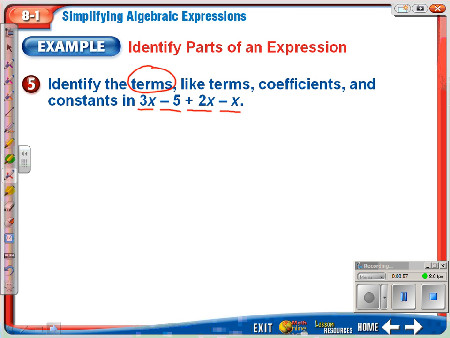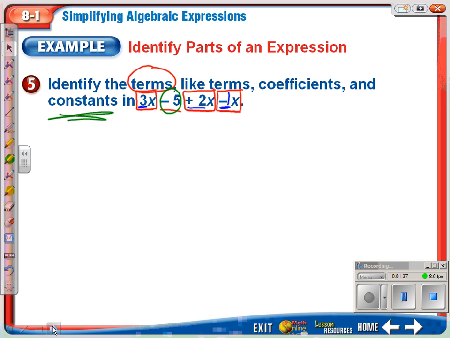Like terms, of course, are those terms that are alike. And so I see that I have a 3x, I have a positive 2x, and over here I have a negative x. So those would be like terms. Coefficients are numbers in front of the variable. So a coefficient would be 3, 2, and then this would be a negative 1. If I don't see a number in front of a variable, we know that that just represents 1. In this case, it's a negative x, so that is a negative 1. Constants are numbers that don't have letters. So a negative 5, that, my friends, would be the constant.